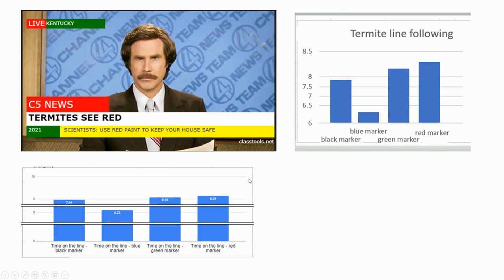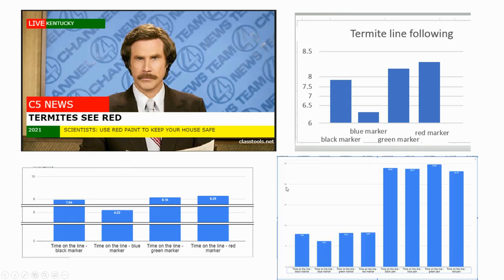But let's go back. If we're looking at the real numbers, right? This is what the results look like, right? So the markers, they don't matter at all. It's the pens they follow. So the differences between these numbers is negligible. It means nothing at all. And this statement that you can use red paint, that's wrong anyway, right?